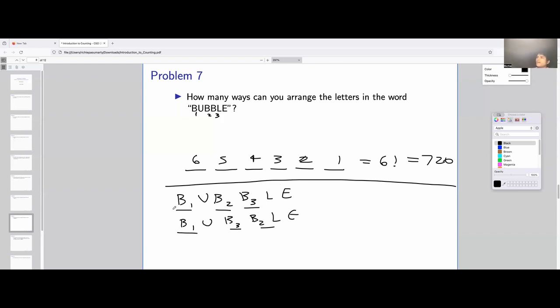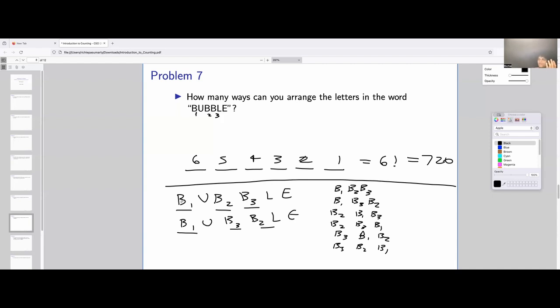So the question becomes, how many ways are there to order the B's? Well, they could be in this order as here, B1, B2, B3. They could be in this order here, B1, B3, B2. They could be B2, B1, B3, B2, B3, B1, B3, B1, B2, and B3, B2, B1. So we could have these 6 different orderings effectively.